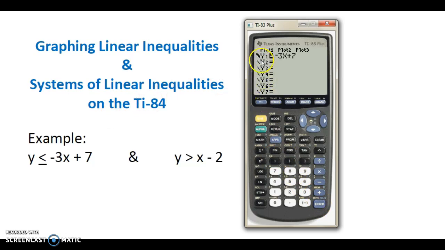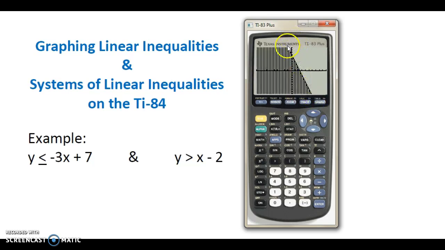If I hit enter once, I get a fat line. If I hit enter twice, I get an arrow pointing up. And if I hit enter a third time, I get an arrow pointing down. Since this is less than or equal to, I want my arrow pointing down. And if we go ahead and graph that, the calculator will do all the shading for us.